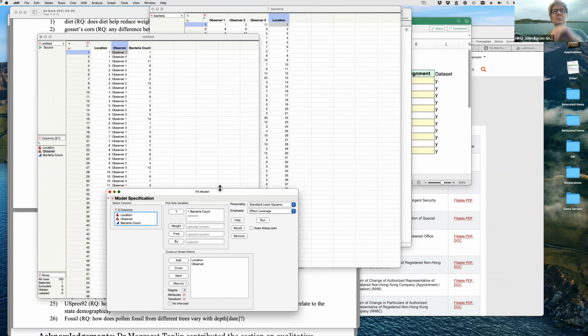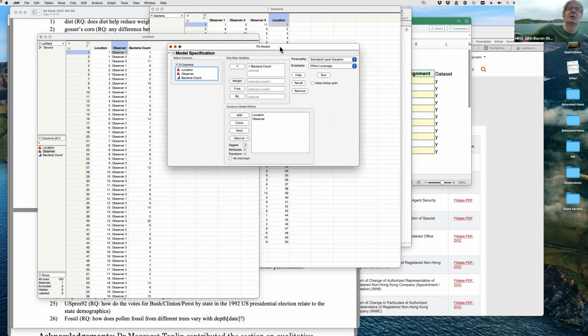Now, if I just do this, JMP will assume that the bacteria count is linear data, meaning it will assume it's interval scale, and I'm assuming that the counts follow a normal distribution. But that's not true for 2 reasons. First of all, because if it's count data, the reference distribution is Poisson, not normal. And secondly, because these are integers, right? So clearly this is not continuous data.